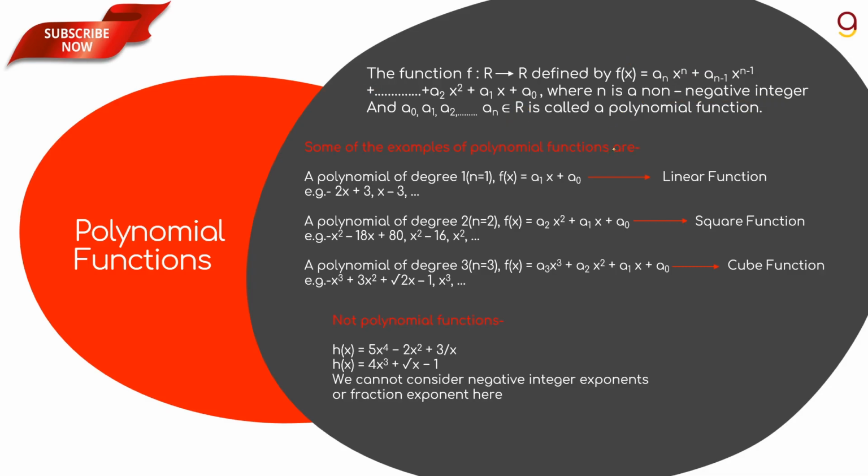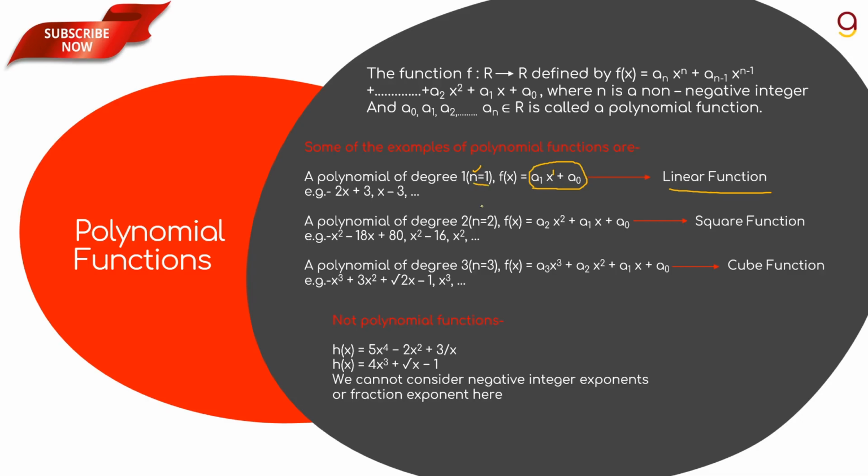Now, let us see some examples of polynomial functions. A polynomial of degree 1, n is equal to 1, is called a linear function. Now, what do we understand by the term degree? Degree of a polynomial function. Degree of a polynomial function is n when the highest power of x is n. Now, what's the highest power of x in this case? The highest power of x is 1. So, this is the degree of this particular polynomial, that is n is equal to 1.